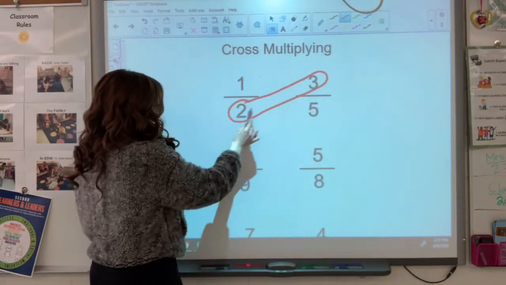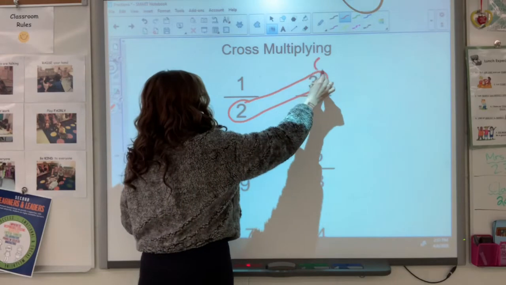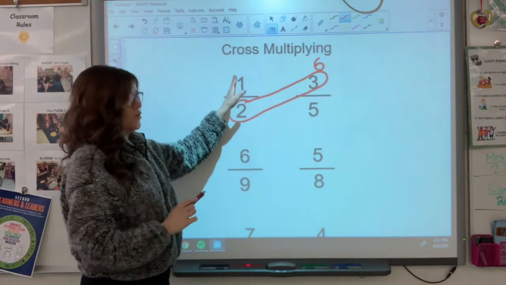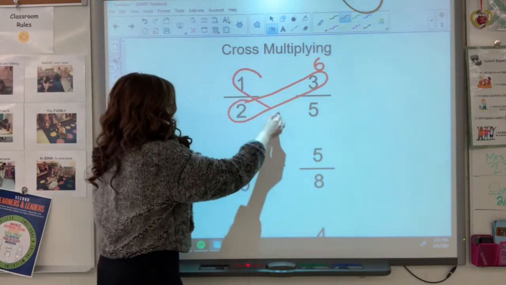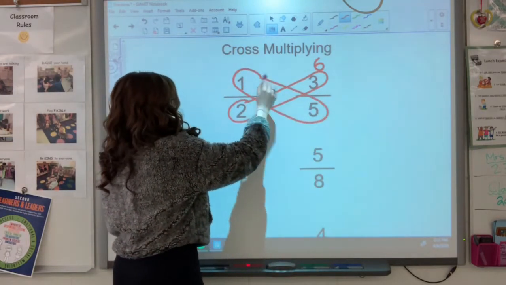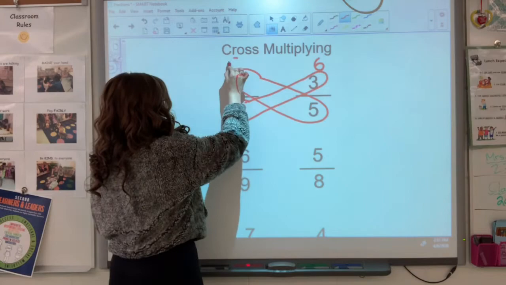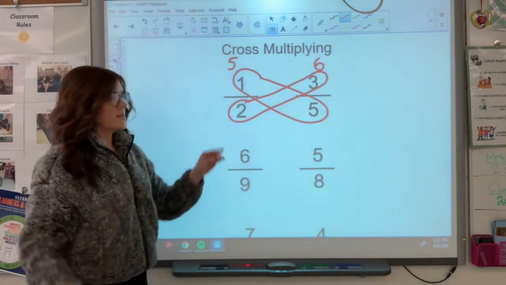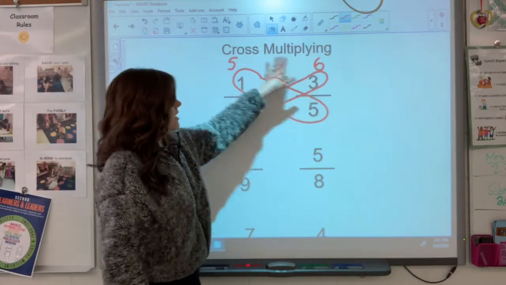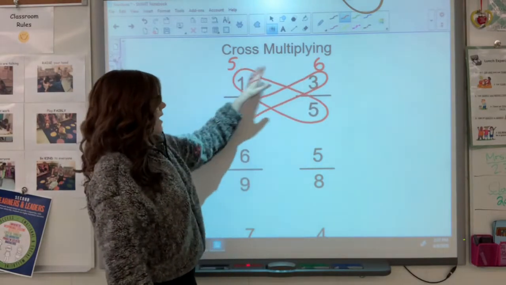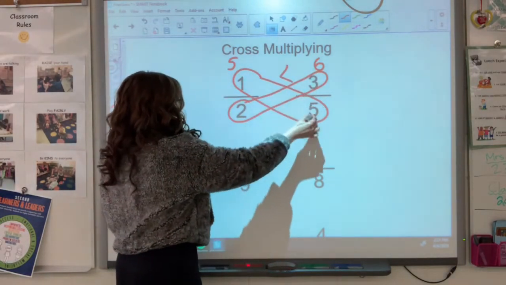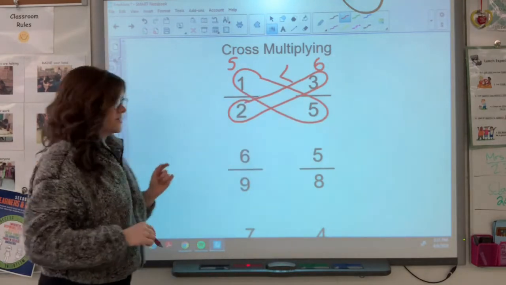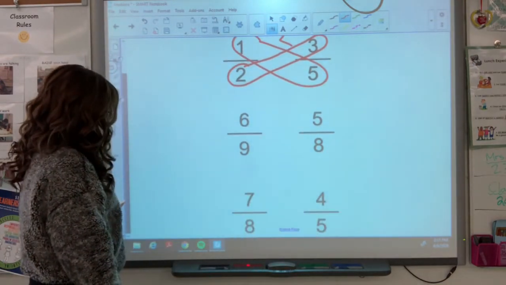So we have 2 times 3, which is 6. Then you're going to take the numerator of your first fraction and multiply it by the denominator of your second fraction. So we have 5 times 1, which is 5. And then you simply look at these new numbers at the top here and you compare those. So I can tell that 6 is bigger than 5, so therefore 3/5 is bigger than 1/2. Let's go to our next example.